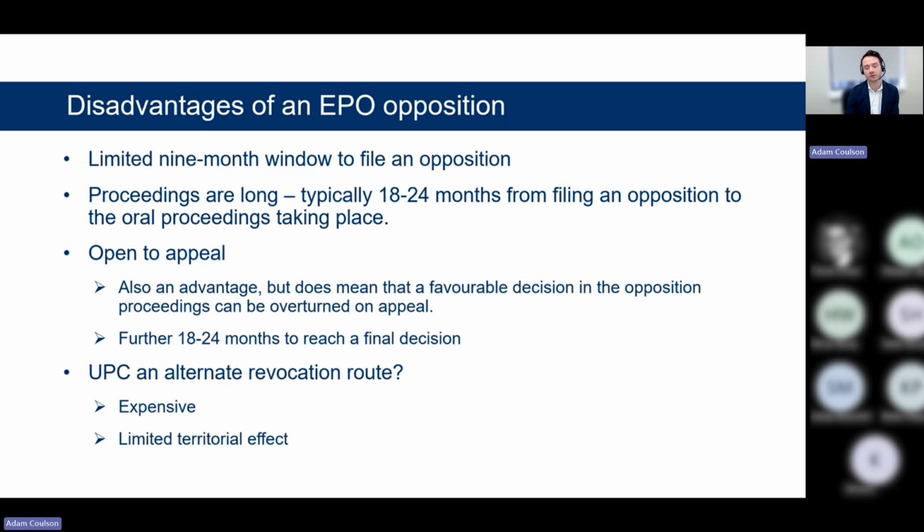Court costs alone can be upward of €15,000. A further disadvantage of the UPC is that the UPC revocation action only affects the patent coverage in the countries where the UPC is in effect. It would not affect the patent coverage in any country not included within the UPC, for example, the UK and Spain.